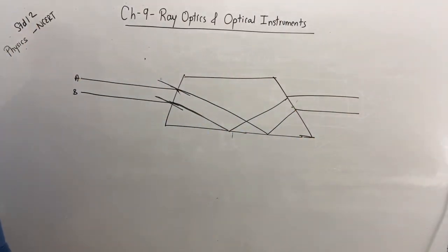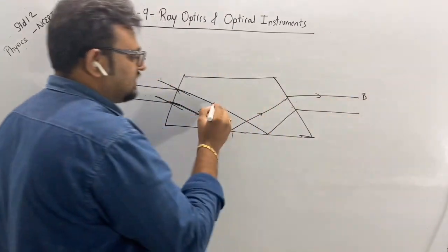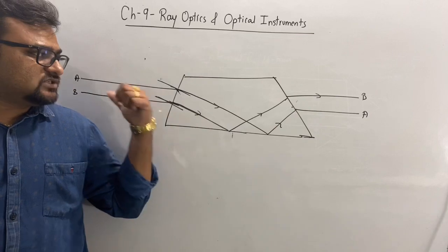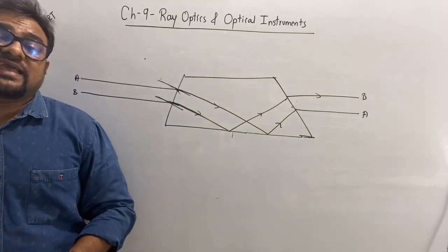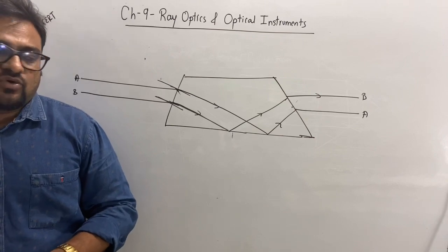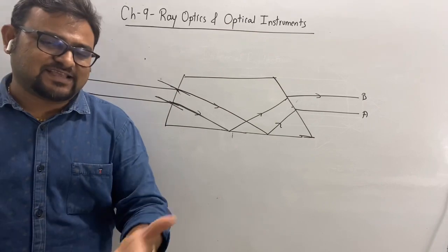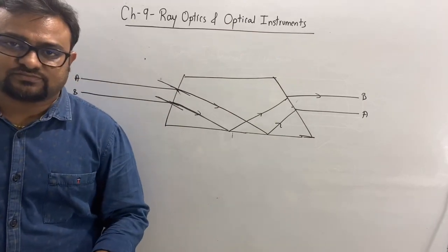in this way. Now see, this was the ray B. So this is B and A. So if the object is here, then the image will be inverted. Okay, clear? So this is one more example. This is the second use of total internal reflection.